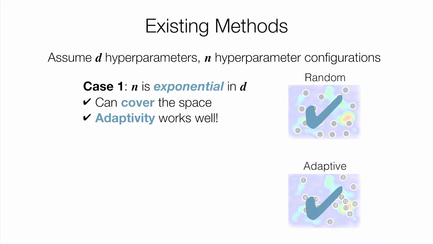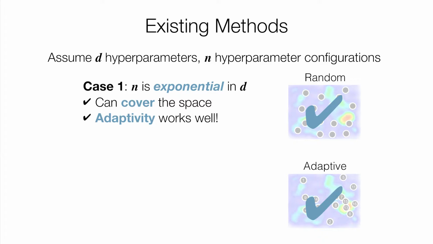Or in other words, we have a budget to train n models. Here n is just the number of points we have here, which is what, 15 or 16. In one case, we can consider a situation where the number of configurations that we can look at is a lot more than the number of hyperparameters we have. So imagine here, d equals 2 and n equals 100. What exponential means is, roughly, n is exponential in d. So n is a lot bigger than d.